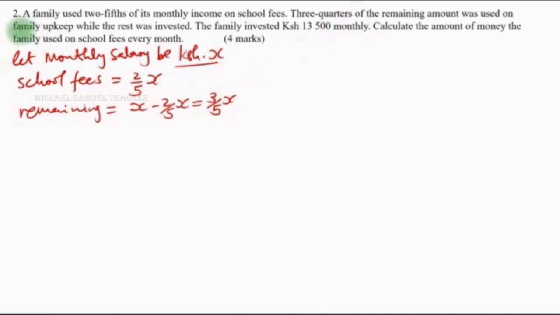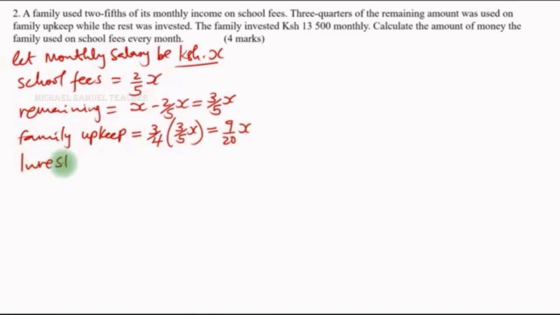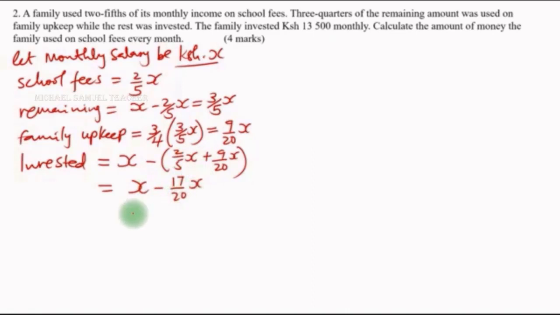So whatever was used on family upkeep was 3/4 of the remaining, which is 3 over 5X. So we shall get 9 over 20X. That is what was used on family upkeep. And the rest was invested. So we want to see how much was invested. It will be X minus what was used on school fees, 2 over 5X, plus 9 over 20X. So this we shall get as 17 over 20X, and we subtract to get 3 over 20 of X.